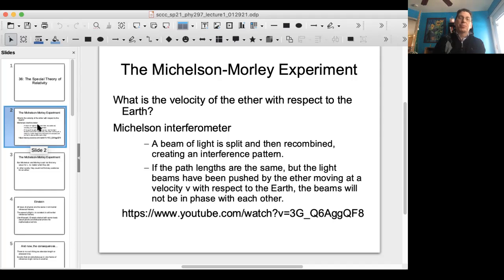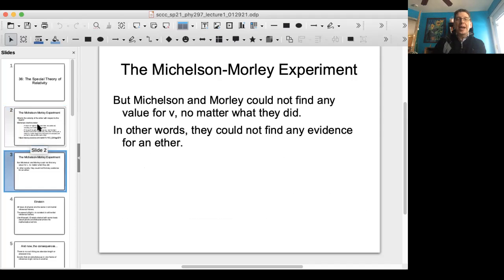And what Michelson and Morley showed was that no matter how they configured it, how they oriented their device, they couldn't get the interference pattern. The velocity of light was always the same. It's considered the most famous null result in all of physics, because they were looking for evidence of the ether and they found none.